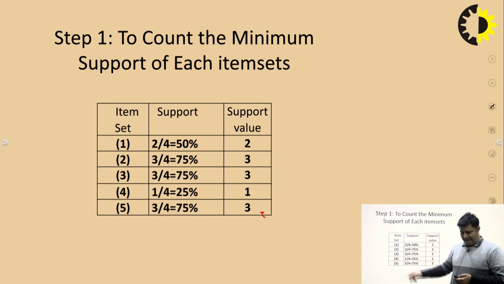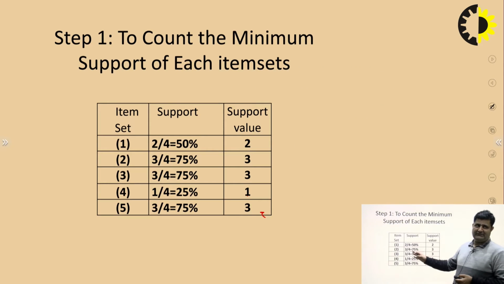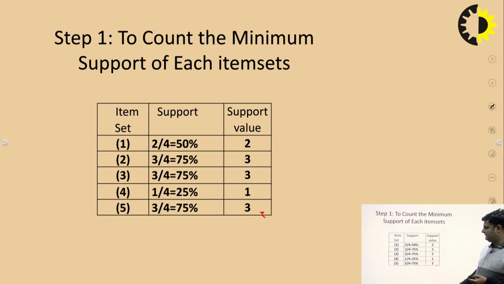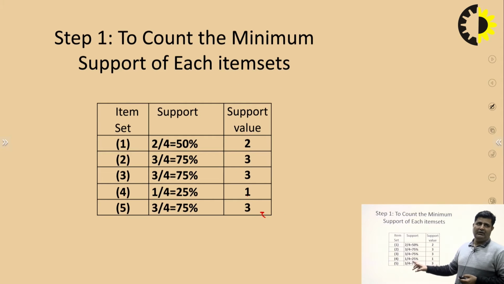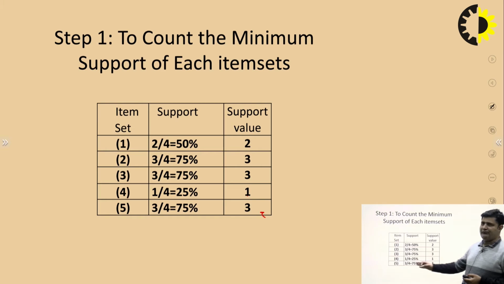Then we have item number 2. Item number 2 is purchased in 3 transactions: 1, 2 and 3. So the support value is 3 by 4, which is 75%. Then item number 3: we have 1, 2, 3, so 3 by 4 is 75%. Then item number 4 appears only one time, so out of 4 transactions it is purchased one time. The support value is 1 by 4, which is 25%. And the last one is item number 5. Item 5 is purchased in 3 transactions, and the support value is 3 by 4, which is 75%.